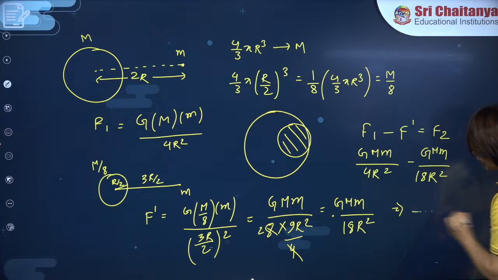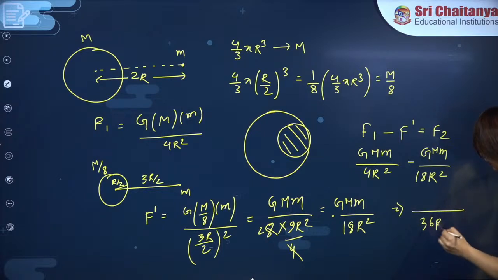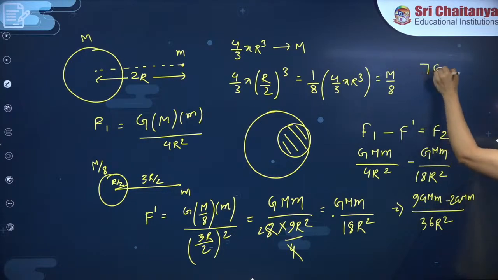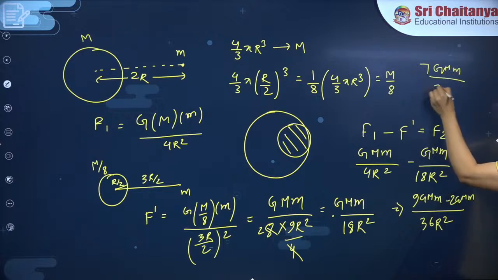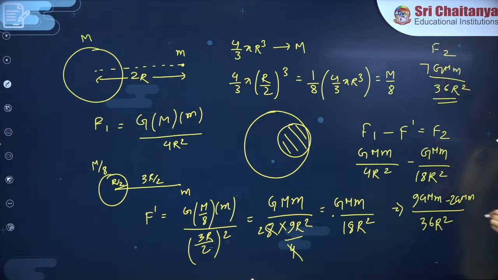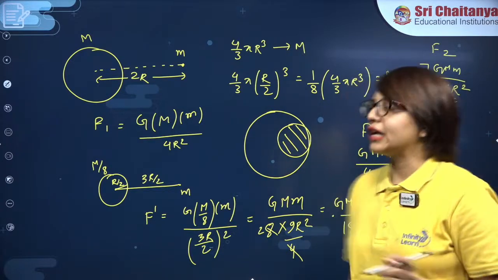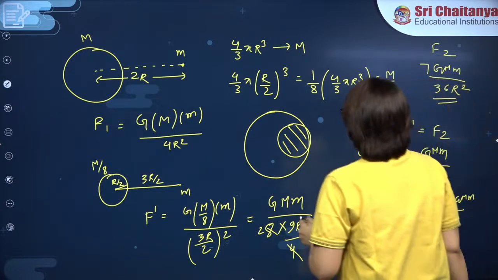So you can take LCM as 36 r square. So this will be 9 GMM minus 2 GMM, so this will be 7 GMM divided by 36 r square. This is the value of F2. Now we have F1, we have F2. Can we find the ratio? Yes, we can find the ratio.